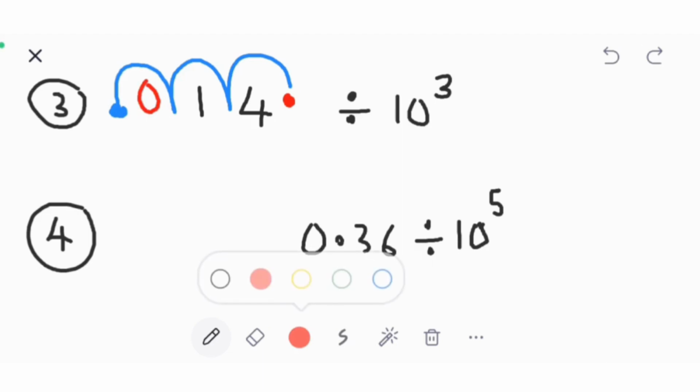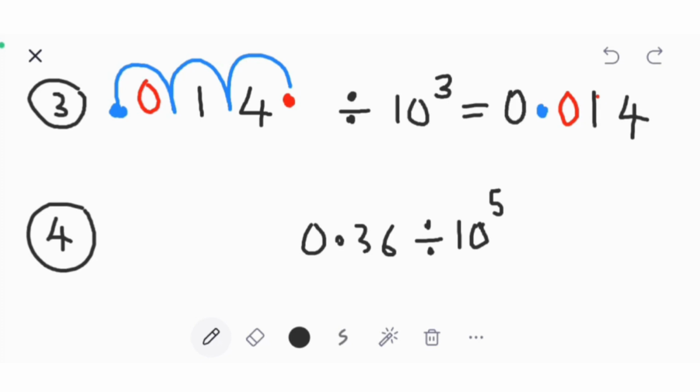So the answer becomes, you start with the blue dot, then you write that 0 in the empty space, you write 1, and then you write 4. To make this answer look presentable on your own, you can write another 0 here. So the answer is 0.014. Let's look at the last question. We have 0.36 divided by 10 to the power 5.